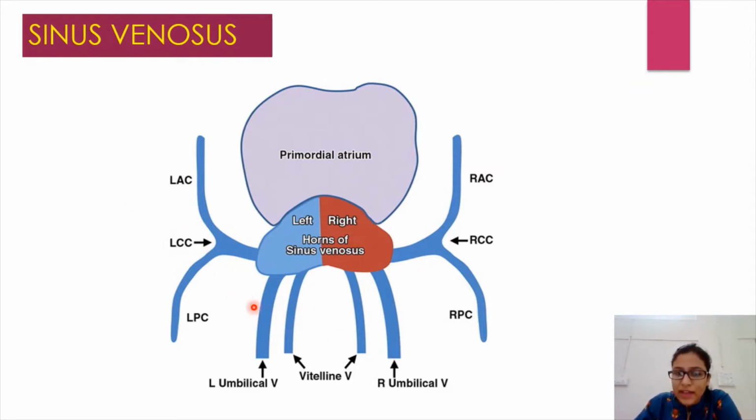Now on the left side, all these veins degenerate and the left horn of the sinus venosus forms the coronary sinus of the heart. Whereas on the right side, the right vitelline vein forms part of the IVC, the right umbilical vein completely degenerates, and the right common cardinal vein forms part of the SVC. And the right horn of the sinus venosus gets completely absorbed into the atrium, forming the sinoatrial orifice.